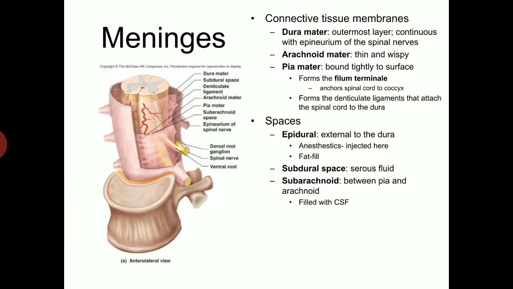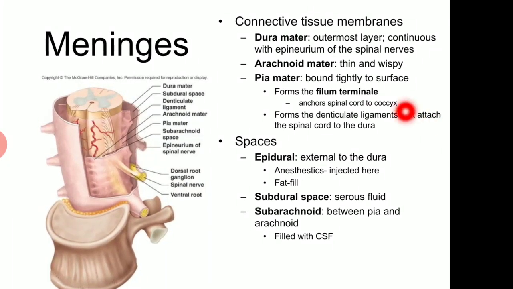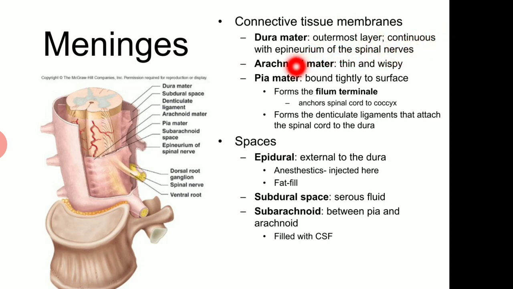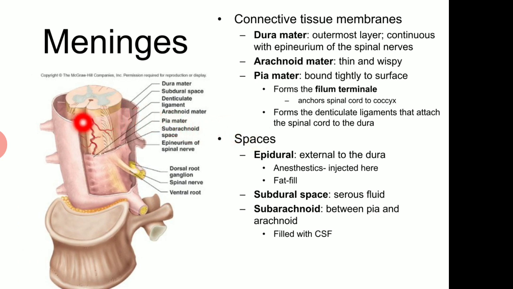Now, the meninges are basically the covering of the spinal cord. So the dura mater is the outermost layer, continuous with the epineurium of the spinal nerves. So this is the dura mater, and it is continuous with the epineurium of the spinal nerves. So this is the epineurium of the spinal nerves, and this is the dura mater.